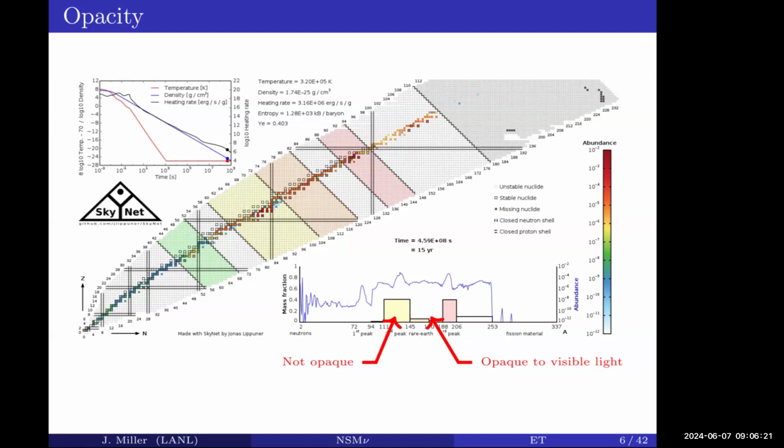If you don't have these, and you have more, say, the second R process peak, this stuff, then you're going to get a glow that's much less red and more blue, because there's less suppression of those colors. It's really an absorption effect. And by the way, these are called the lanthanides, or the rare earth peak. This is the second R process peak. This is the third R process peak.